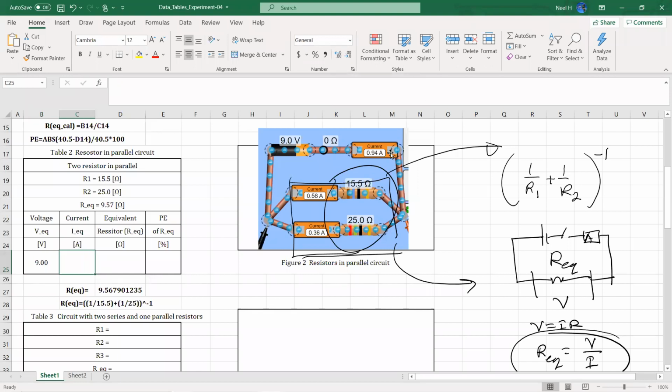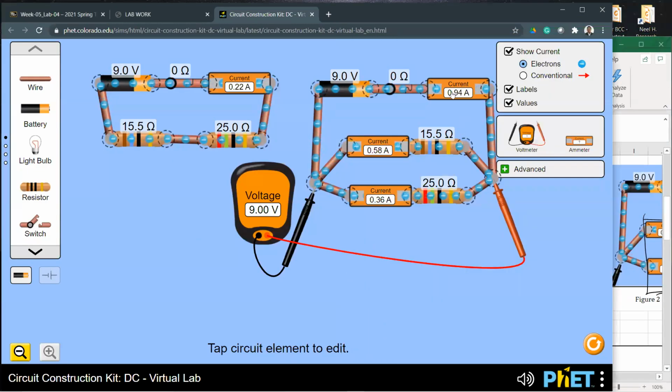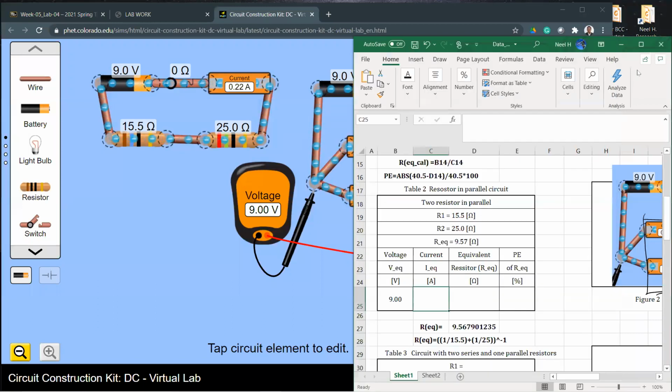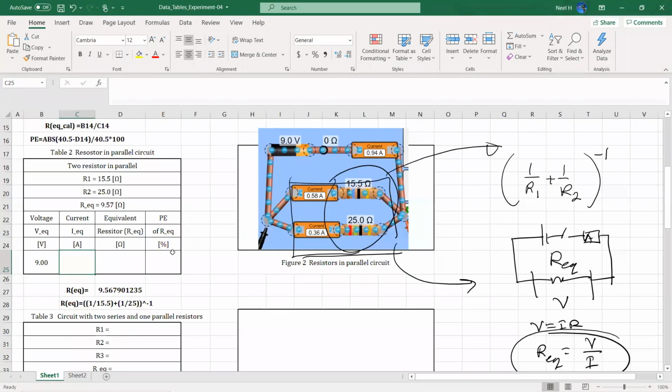And the current passing through both of them is actually the outer number right here. Outside, you see this number, that's the current passing through both of them. 0.94. That's the one we're interested in, because we're interested in the total circuit, not the individual segment. So let's calculate the effective resistance by using Ohm's law. Equal sign, voltage divided by the current.